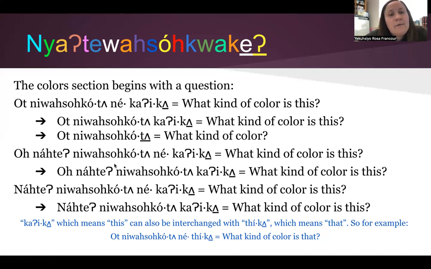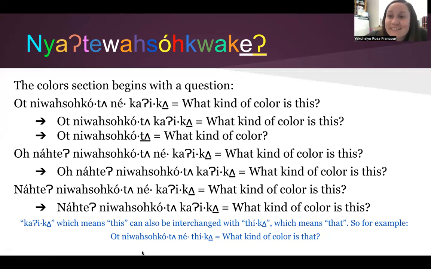Ot nate niwa sokoda negaig. What kind of color is this? Ot nate ni wa soko de gaig. I'm not using the ne. Same thing. It means what kind of color is this? You can also say nate ni wa soko de ne gaig. What kind of color is this? Or you could say nate ni wa soko de gaig. You don't use the ne. It still means the same thing. What kind of color is this? You can also swap out gaig, which means this, to be interchanged with tig, which means that. So you could say ot ni wa soko de ne tig, like if you were pointing to something.